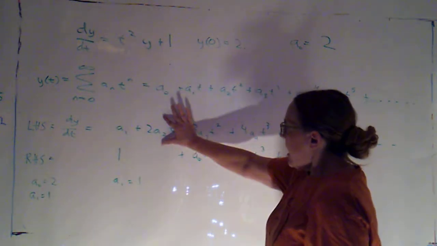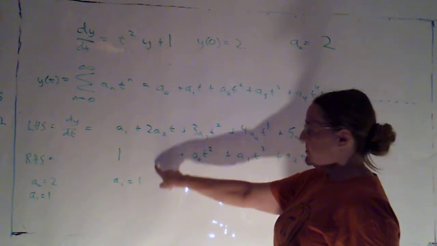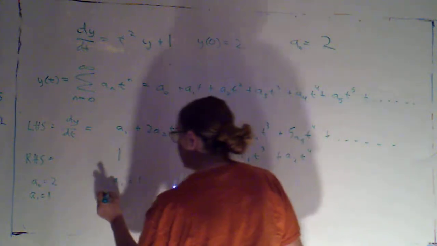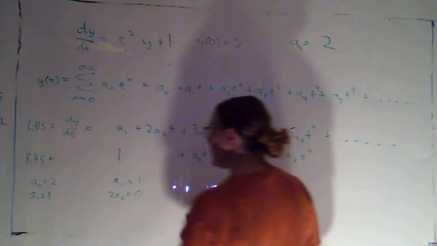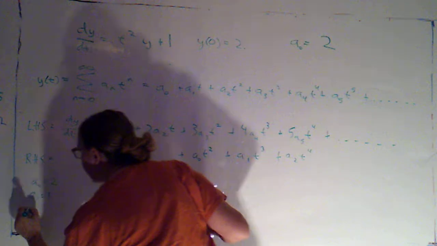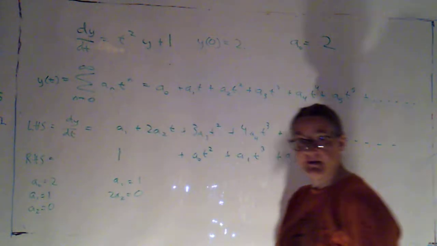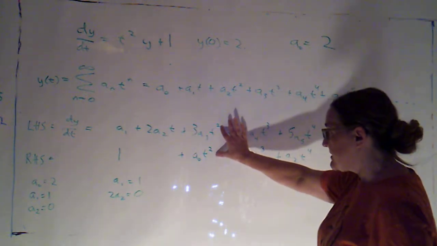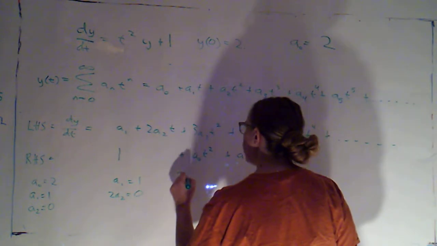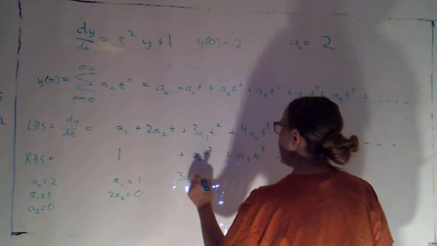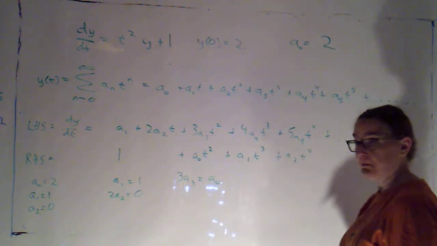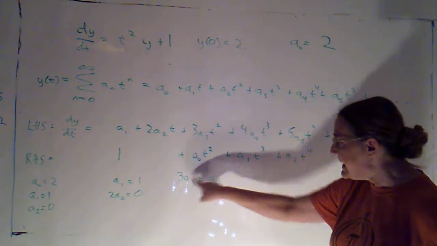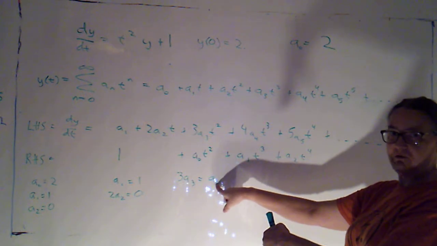Okay. I know that the linear terms have to be the same. Here I have 2a2 copies of t. Here I have none. So 2a2 would have to equal 0. Well, that's going to tell me that a2 is equal to 0. Okay. Now, if I look at the t squareds, what I'm going to get there is that 3a sub 3 has to equal a sub 0. Okay. So that now is going to describe a3 in terms of a previous coefficient.